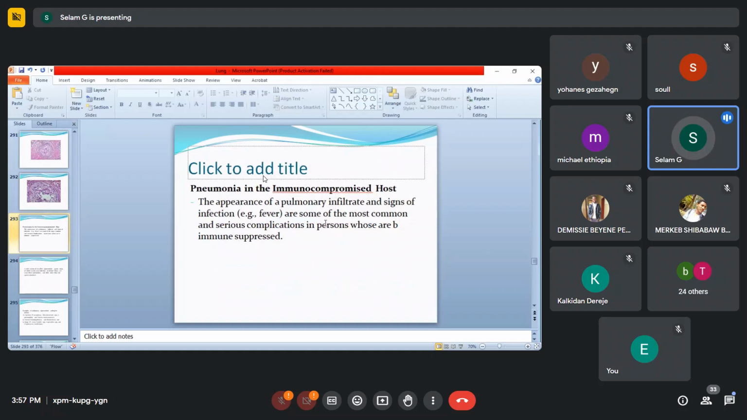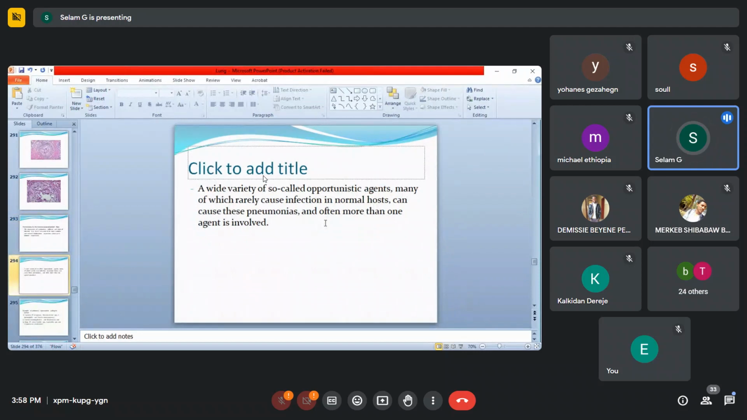A different group of people have different settings for the development of pneumonia. So pneumonia in the immunocompromised host is somehow different from the immunocompetent host. The appearance of pulmonary infiltrate and signs of infection like fever are some of the most common and serious complications in persons who are immunosuppressed. A wide variety of so-called opportunistic agents, many of which rarely cause infection in normal hosts, can cause this pneumonia, and often more than one agent is involved.